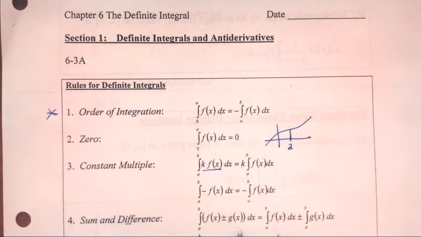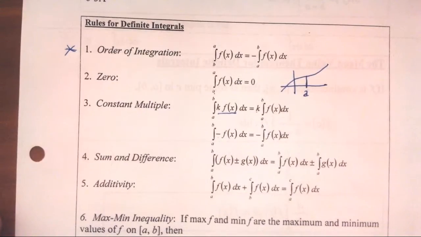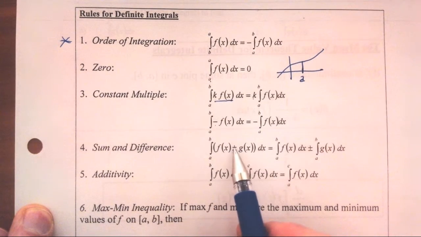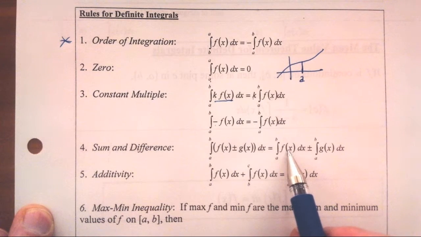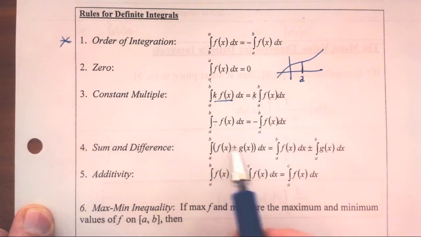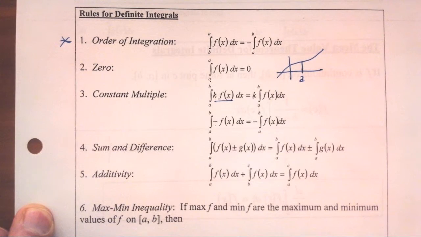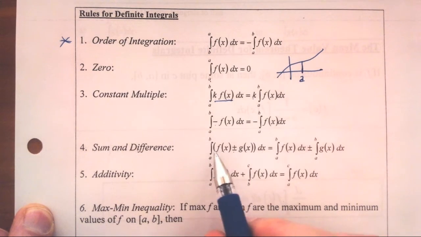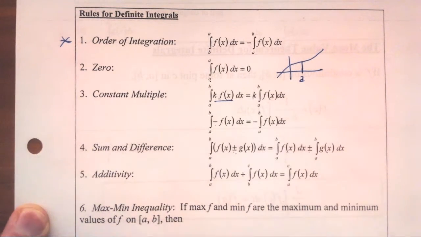Sum and difference formulas. Well, maybe these don't make total sense, but the formulas are exactly what we would hope they would be. If I have an integral of a function plus a function, I can separate that into the integral of the first function plus the integral of the second function. It's sort of like we distribute the integral, distribute the dx. It looks just like that's what's happening here. Likewise, the integral of a function minus a function is the integral of the first function minus the integral of the second function.